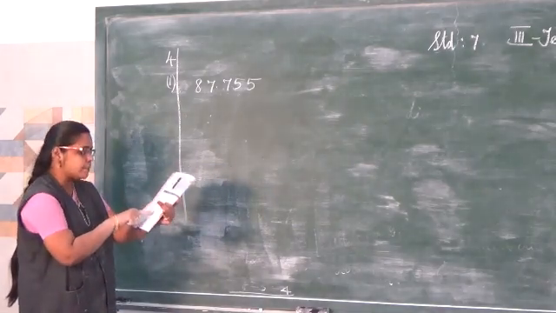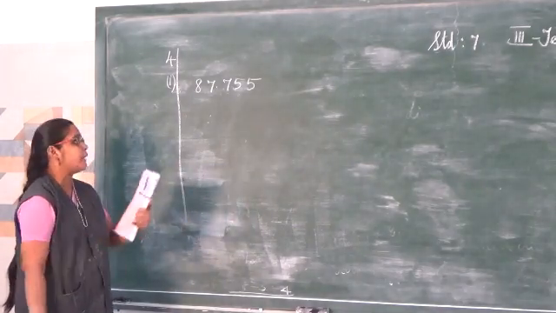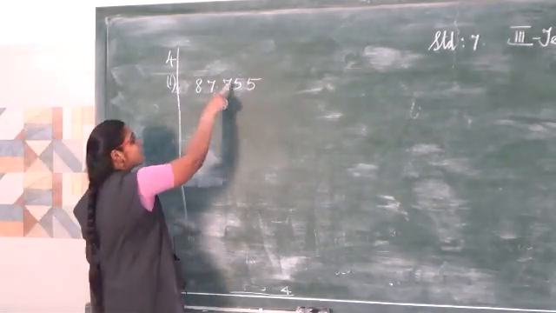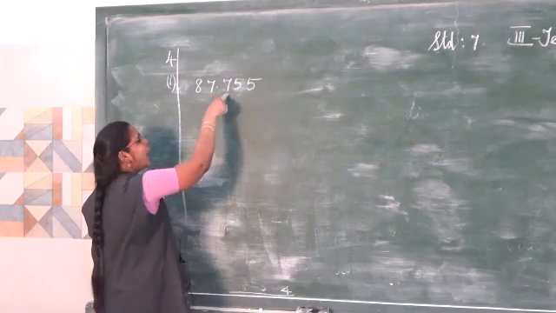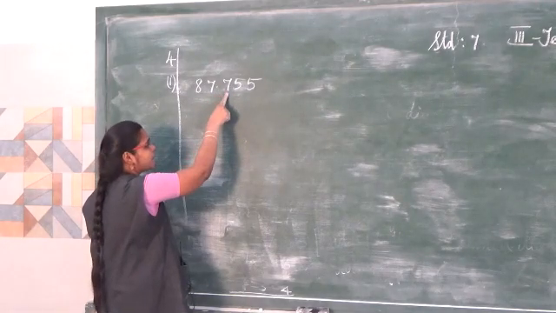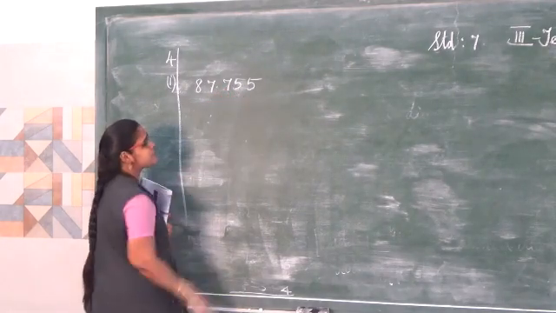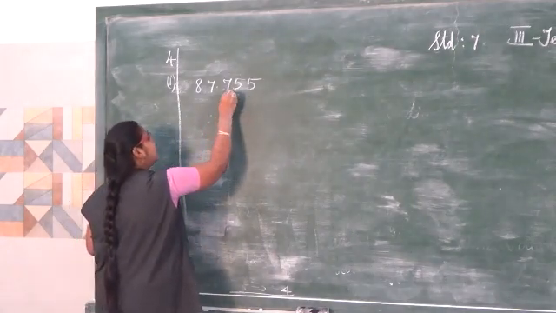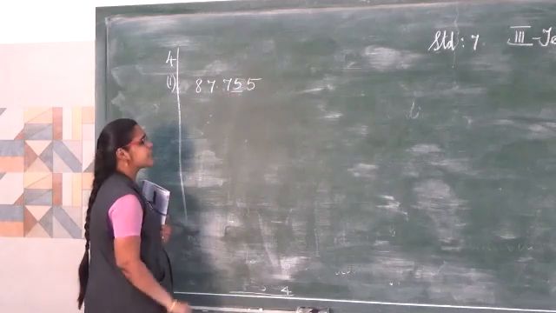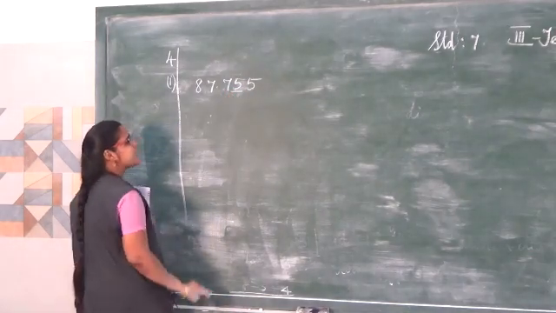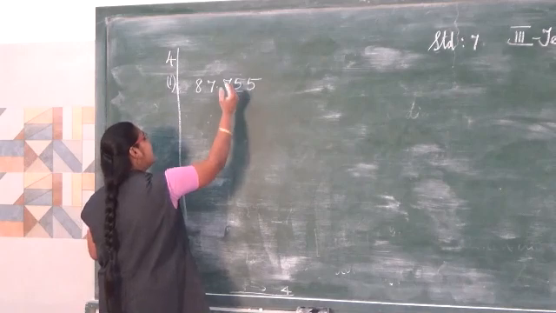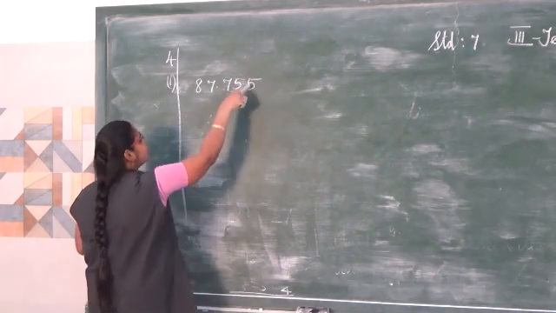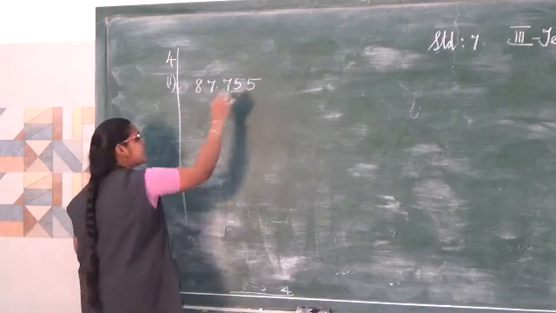Round the following decimal numbers up to 2 places of decimal. So 2 places of decimal means you have to get the 10th place and then the 100th place. For that, we have to underline the 100th decimal place. Then we have to see the right side of the underlined digit. The right side of the underlined digit is 5.